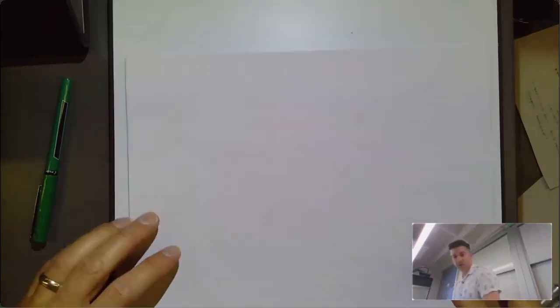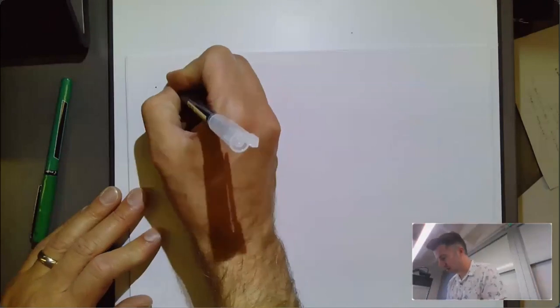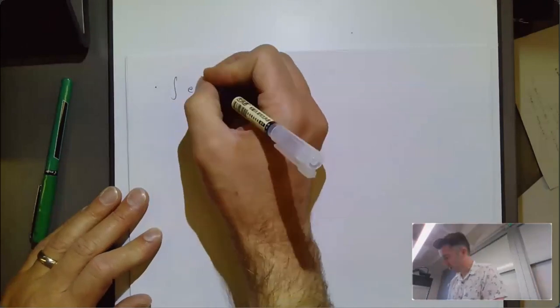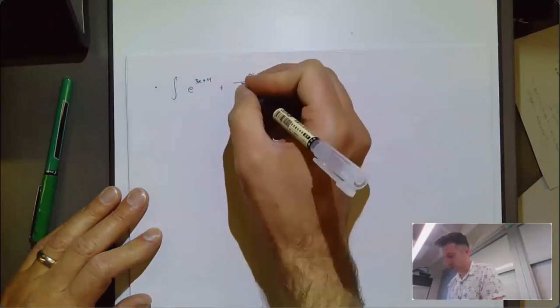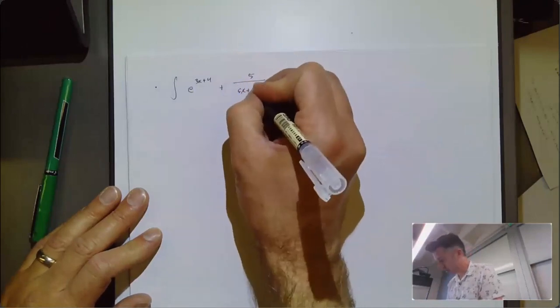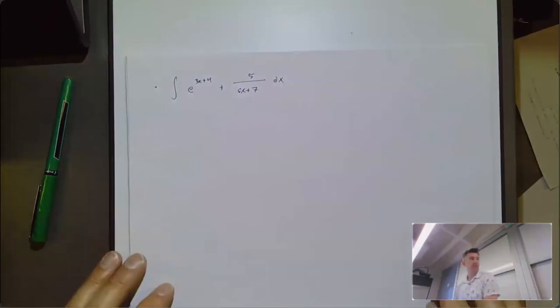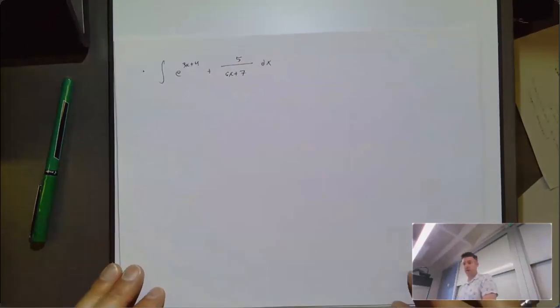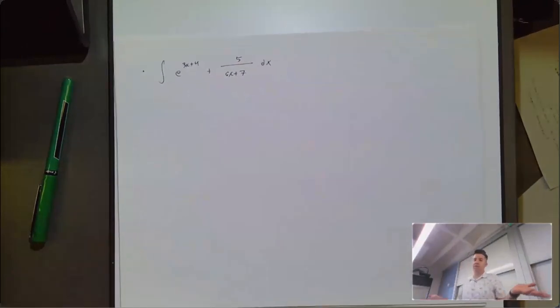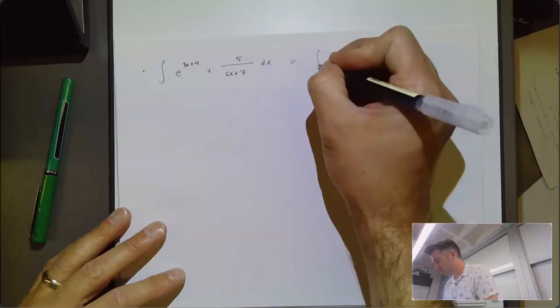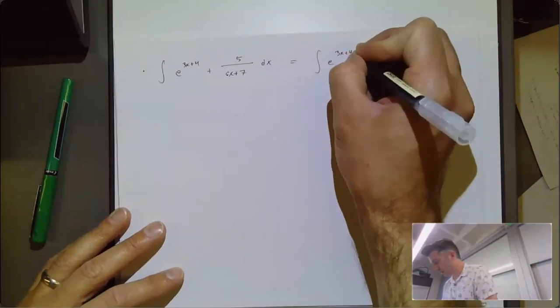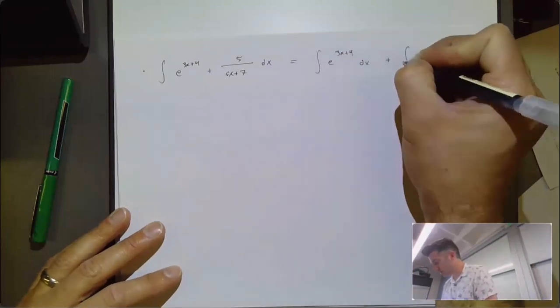But I'm going to go ahead and do some practice. So let's say we want to do the integral of e to the 3x plus 4 plus 5 over 6x plus 7. So a couple things to be aware of here. Can we break this up into two integrals? Sure. Do you have to? Not really, but you certainly can. You might want to, just to make it easier to deal with each piece.